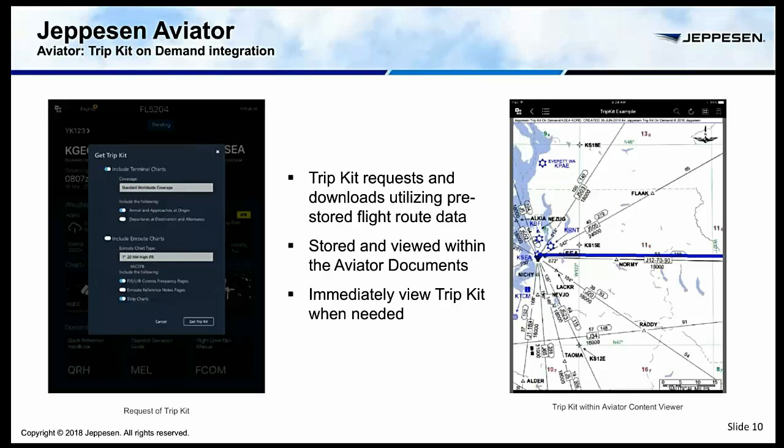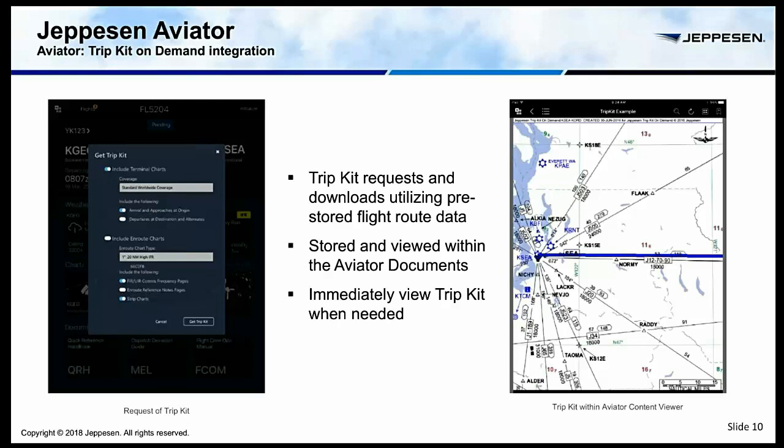Normally a pilot would have to go to the TripKit website, then enter in all of their routing information, any alternates, the type of charts that they would like, and their coverage, and then generate a backup PDF file, which then needs to be exported to view for your flight.